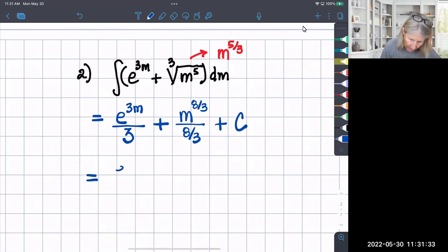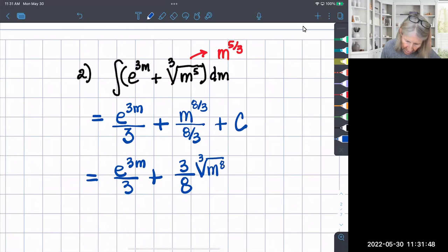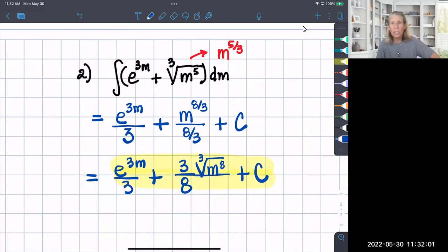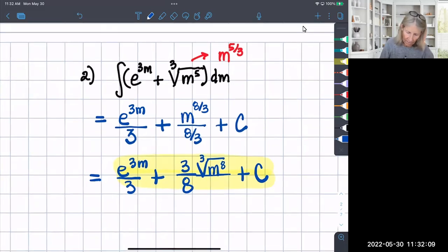So let's write this: e to the 3m over 3 plus, let's flip this, let's make it 3/8. And then that m to the 8/3, let's put it back in radical form. So that'll be the cube root of m to the 8th plus a constant. And again, you can write these answers in slightly different ways. For example, that radical can be totally on the top of the fraction, the whole thing, over 8 if you like. Okay, so anything equivalent. All right, so antiderivatives.